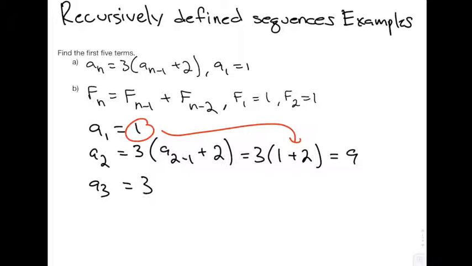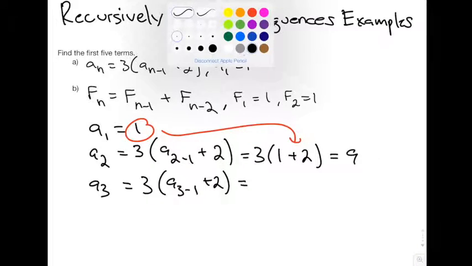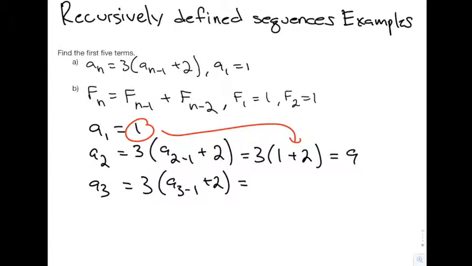So now we'll do a sub 3. Same idea, 3 times a sub 3 minus 1 plus 2 equals. Again, we'll grab our output from the previous term, so we'll grab our 9 and we'll pop it down here. So we'll have 3 times 9 plus 2 equals, that's 3 times 11, which should be 33.